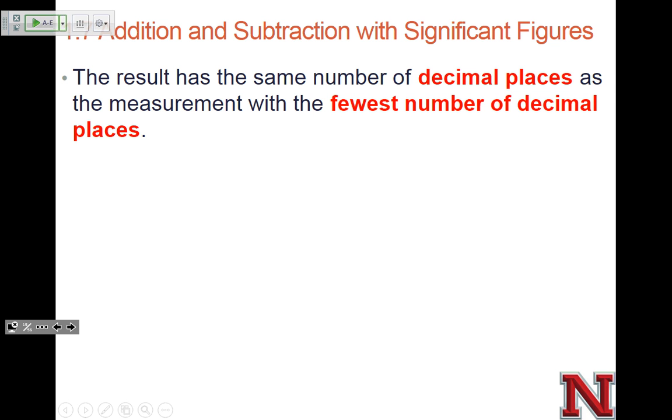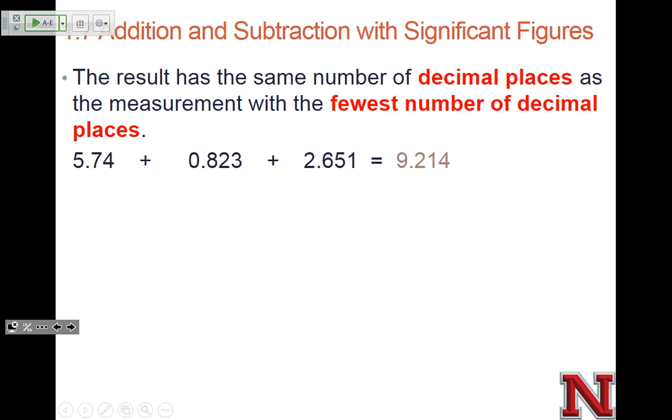So here we go with addition and subtraction. The result has the same number of decimal places as the measurement with the fewest number of decimal places because our measurement is only as certain as our least certain measurement. So our decimal place can only be as known as the measurement with the least amount of decimal places.